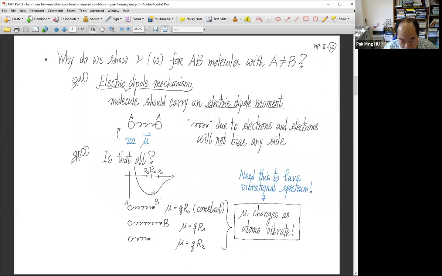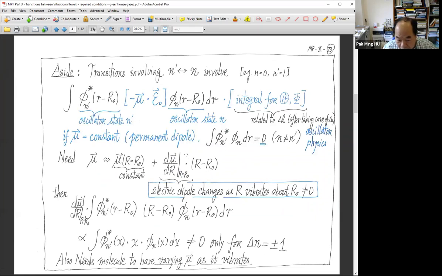I'm vibrating, so R minus R0 is the separation from R0, okay? So it is this part, but I need a constant in front, d mu dr. That signifies whether the electric dipole moment changes as the molecule vibrates or not. Okay? Now, if we have this being non-zero, we argue that this part is not going to matter. It will not give us a non-zero integral. So we ignore this term.